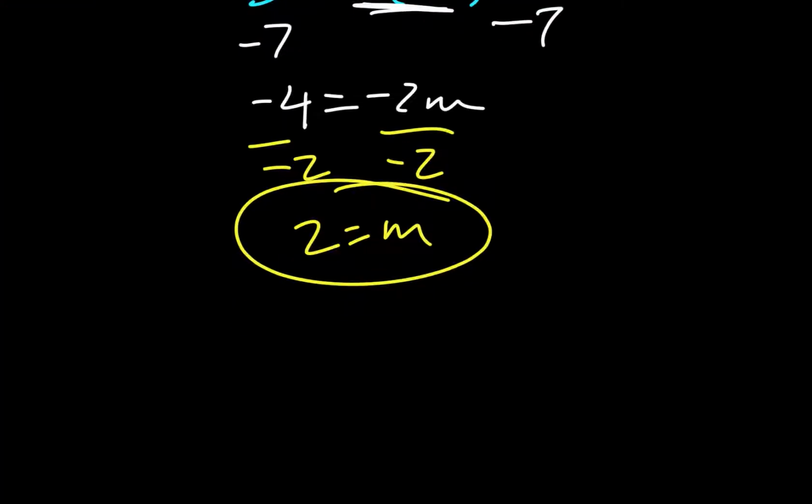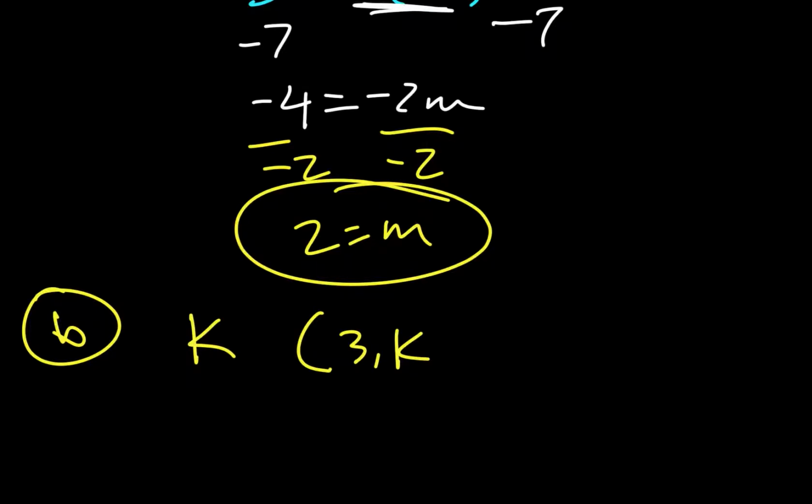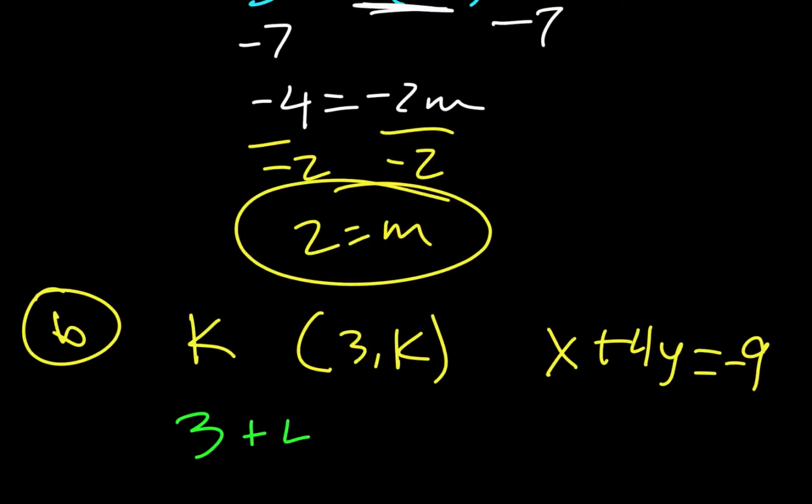Okay, there's another one similar to this. This is part B on number 6. It says find k given (3, k), and the equation is x plus 4y equals -9. Once again, we're just going to substitute into this. Our x value is 3, so it's 3 plus 4 times the y value, which in this case is k. Then we have this equation, and we just need to solve for k.